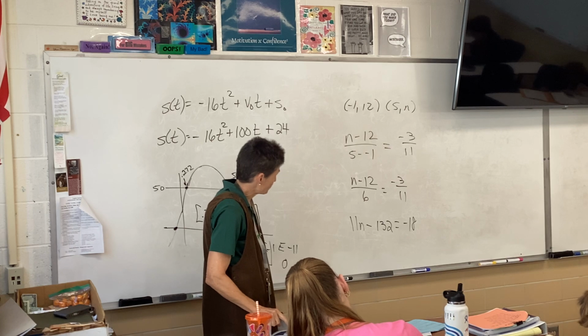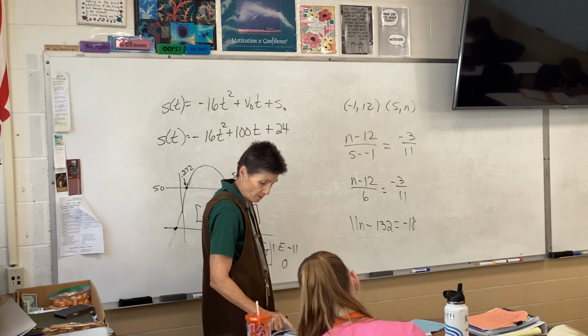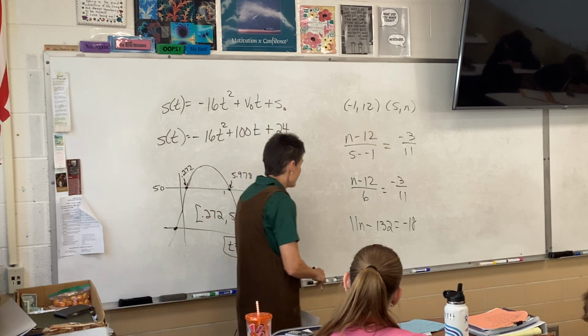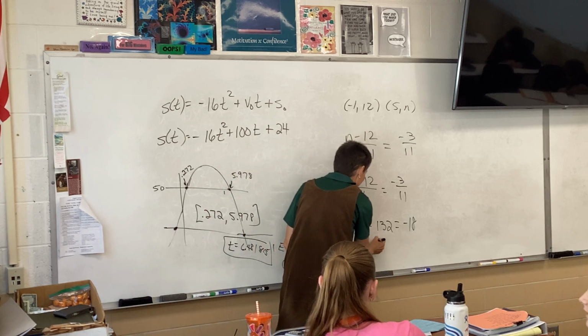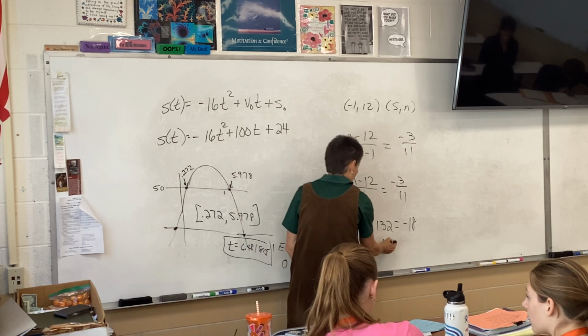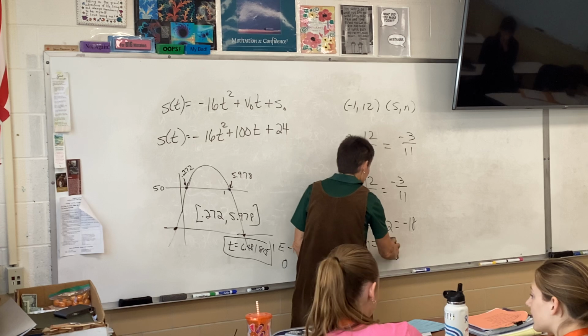So 11n minus, is that 132, equals -18. My grade school teacher would be so disappointed because we had to memorize our 11s. So I'm going to add 132 to both sides, and that's going to give me 114.